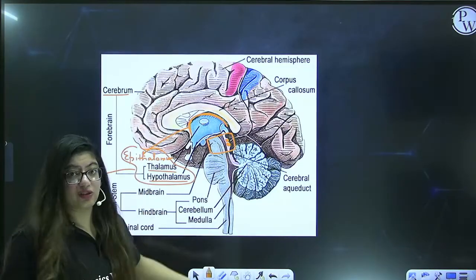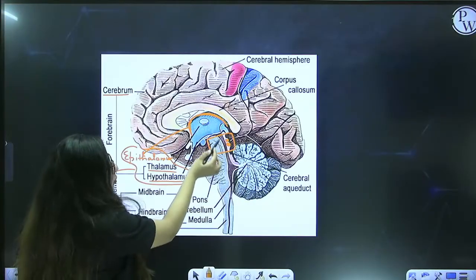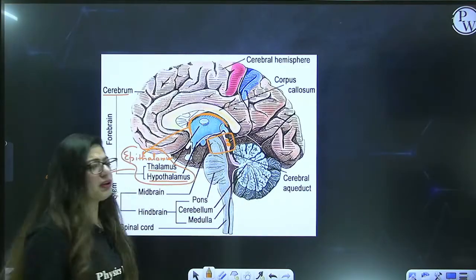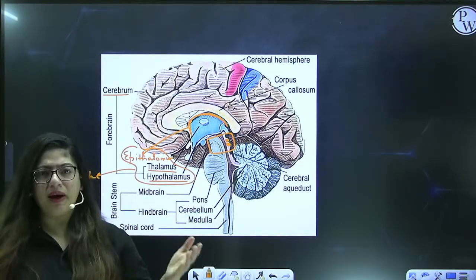Because this is a section of the brain, you can see only two colliculi here. And then this is the center portion, that is the cerebral aqueduct. We'll be talking about this in detail when we discuss the midbrain. I'm just telling you where the parts are present.